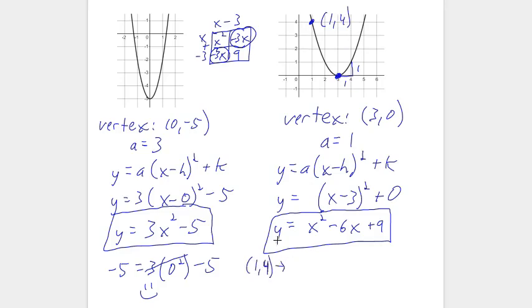All right, so y equals 4 at that point. The x value equals 1 at that point. Once again, we replace the x with a 1. So we're wondering, does 4 equal 1 minus 6 plus 9? Well, 1 minus 6 equals negative 5, and negative 5 plus 9 does equal 4. So our equation appears to work.